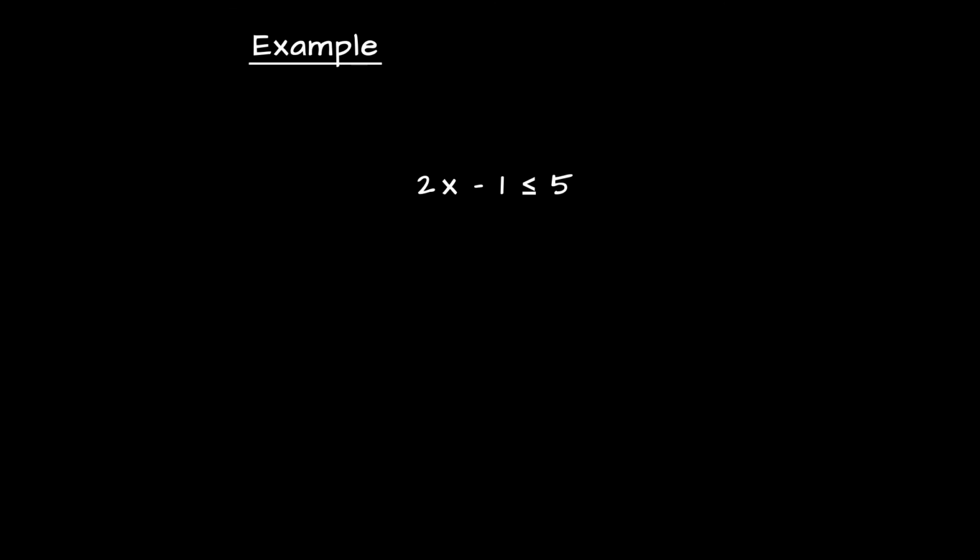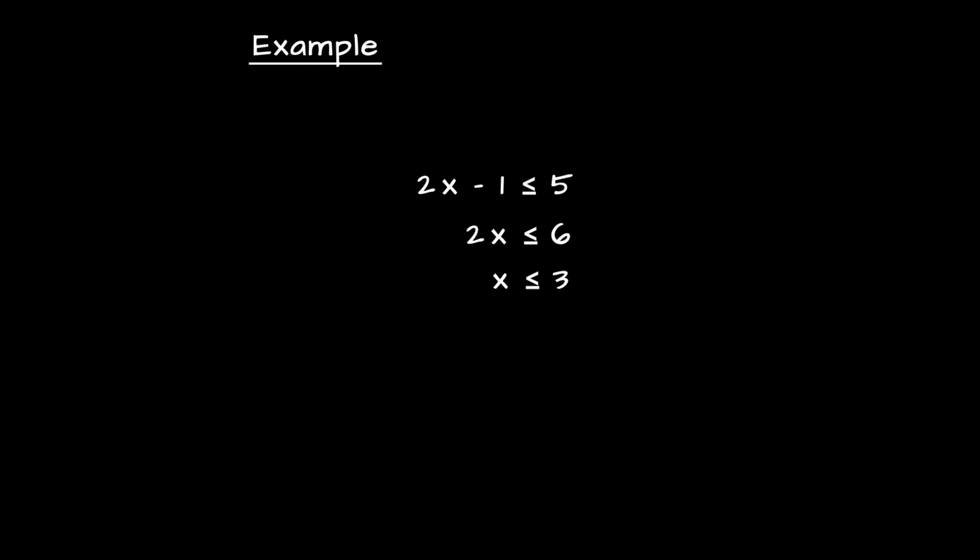This is an example of a linear inequality because the expressions on the left and right-hand sides are simply linear expressions of the variable x. And to solve this inequality, we can use techniques that we use to solve linear equations. So we might begin by adding 1 to both sides of the inequality, and then by dividing both sides by 2. And just like that, we have the solution of the inequality.